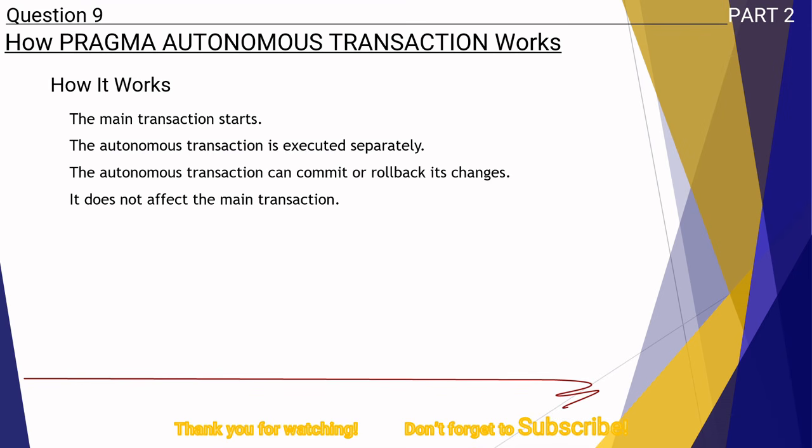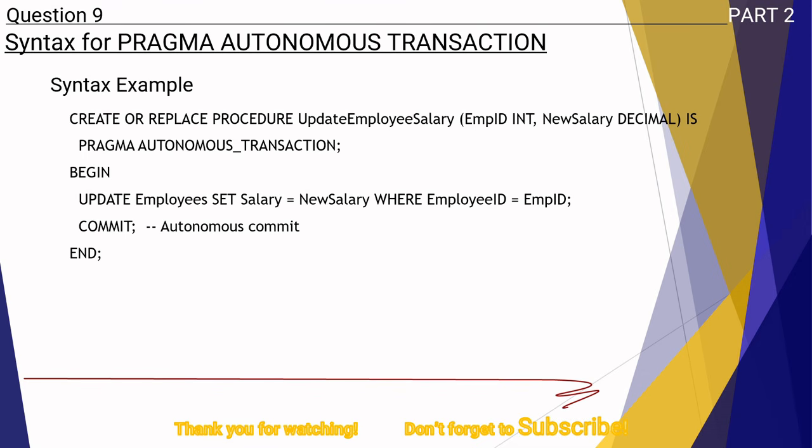Here is how it works. A main transaction begins. The autonomous transaction executes its code. The autonomous transaction commits or rolls back its changes. However, the autonomous transaction does not affect the main transaction in any way.